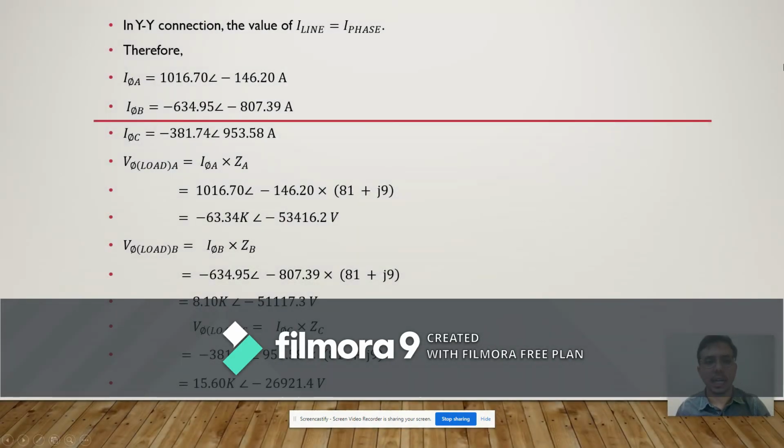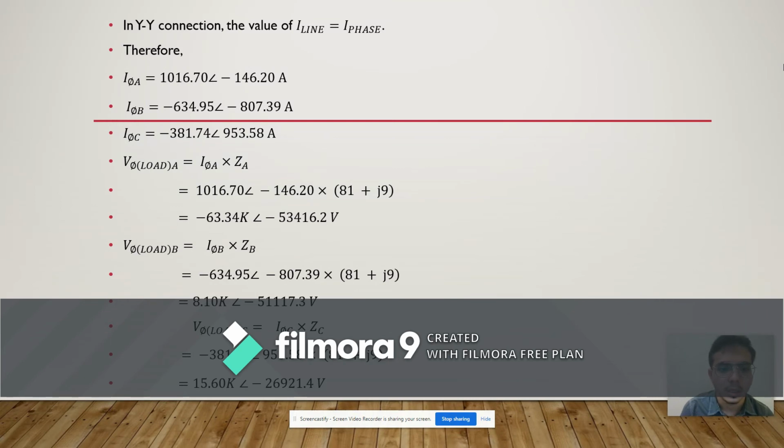Okay, for the I phase B is equal to minus 634.95 degree minus of 803.39A, and for the I phase C is negative 381.74 degree 953.58 ampere. And you can see the V phase load A and the V phase load B is the calculation that I calculate.